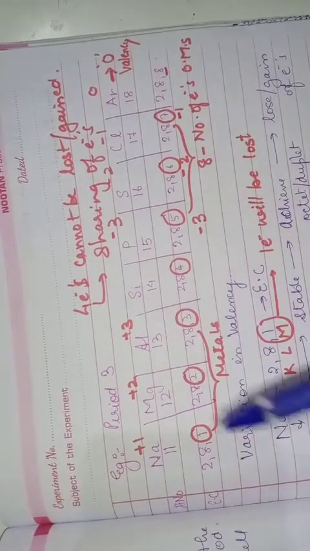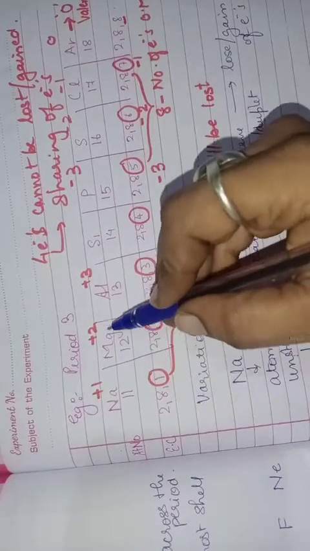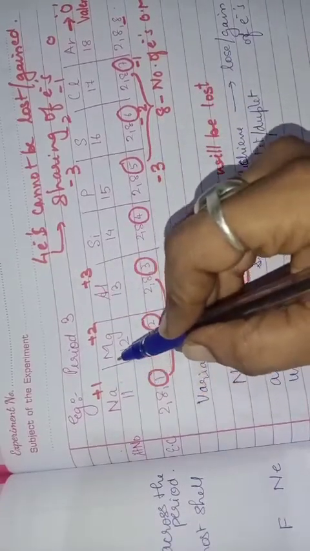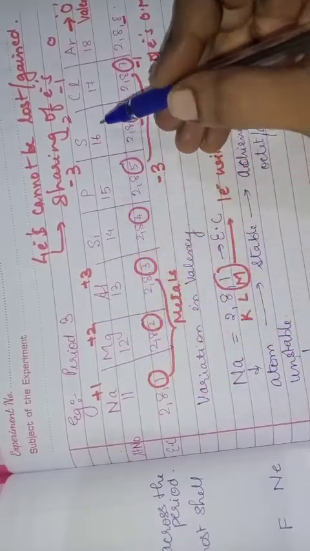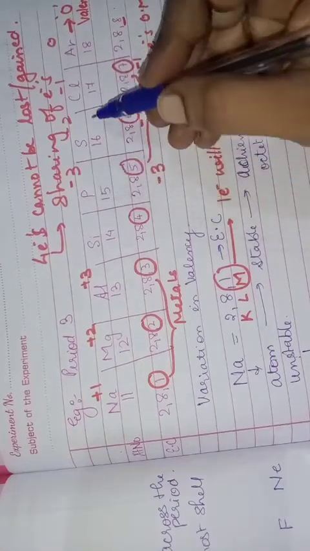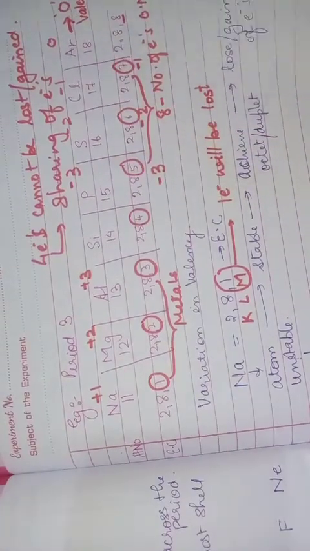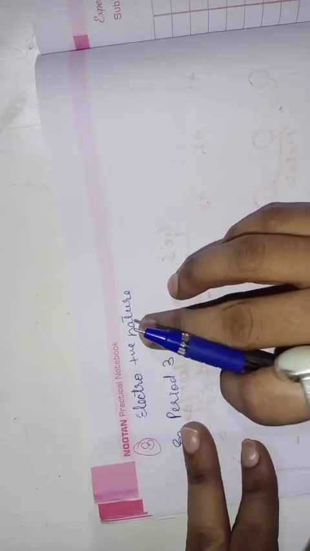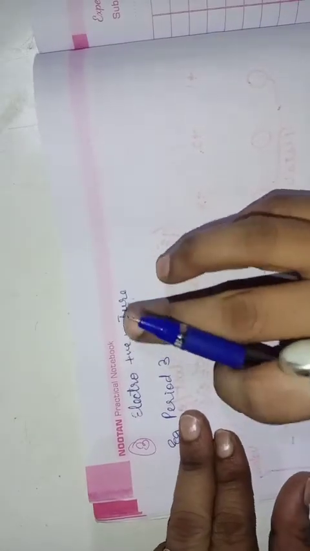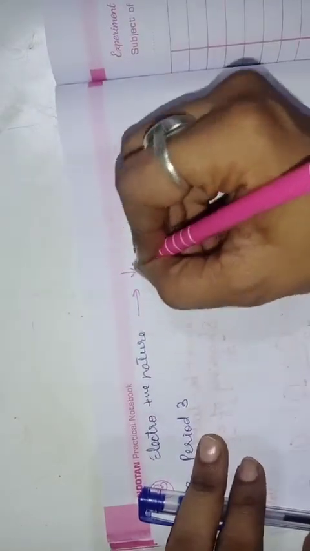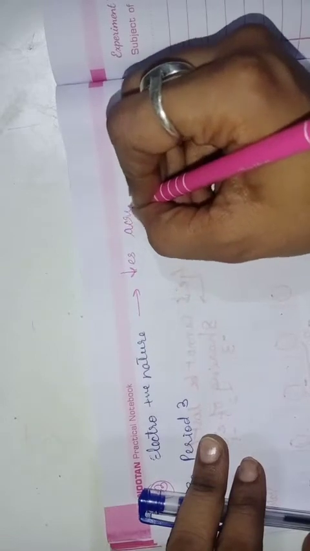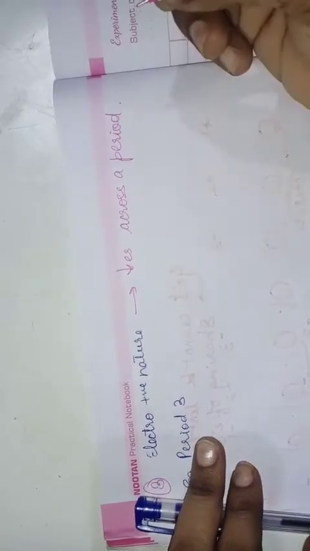Yes or no? So here the electropositive character, can you see, across the period decreases and electronegative character increases. So here we can say electropositive nature in a period is what? It will decrease across a period. So what variation is seen? Electropositive nature decreases across a period.